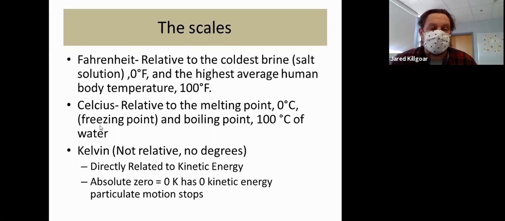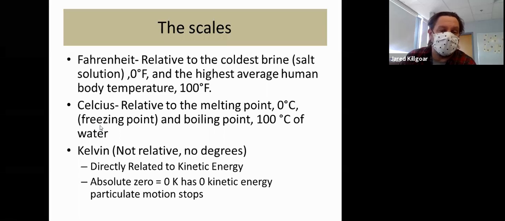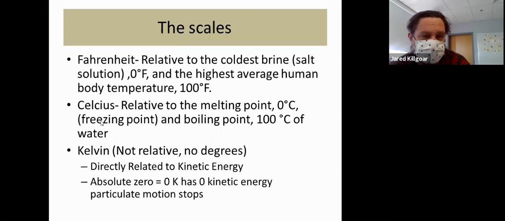So Celsius is relative to the melting point and boiling point of water. That's a really good one. We use that a lot because that is based on something that is very reproducible. You can measure the temperature that water freezes or boils at relatively easily. So that scale was, and they said 0 is freezing, 100 is boiling. Boom, we got it.